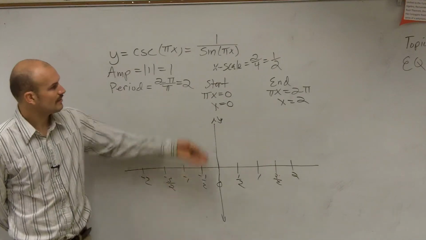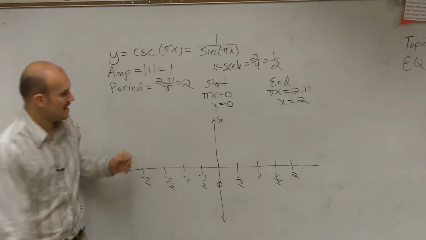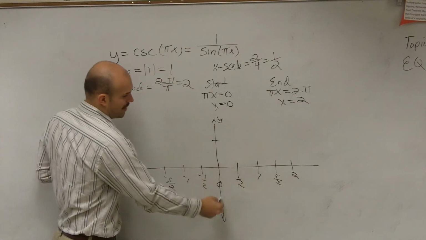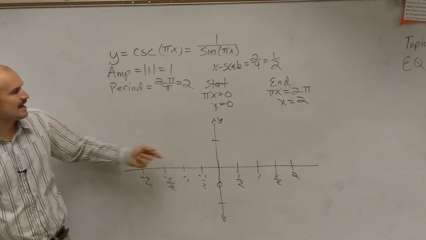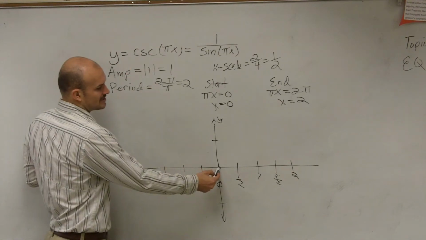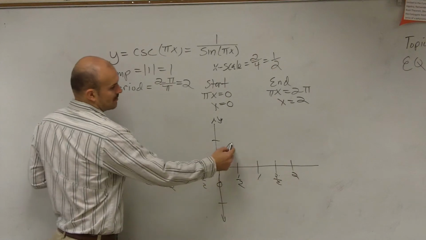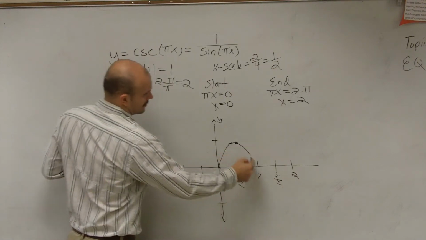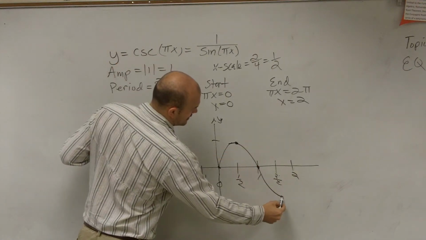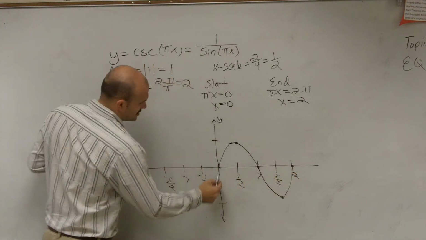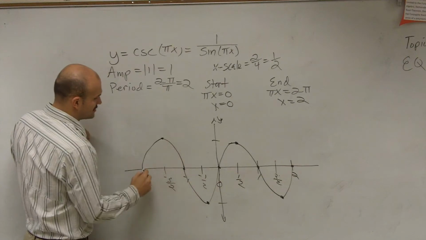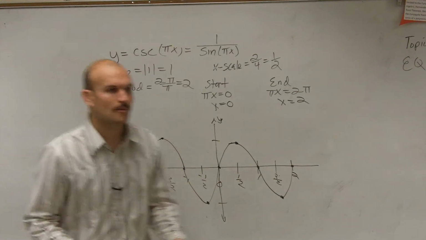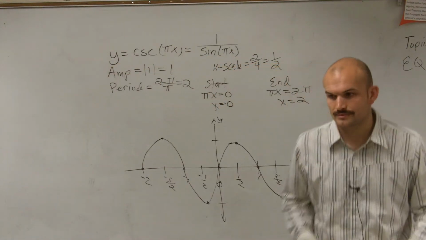All right, so now we just go ahead and graph. My amplitude is 1, so I'm going to go up to 1 and down to -1. Graphing the sine function, if you remember, you start at 0, go up to 1, back down, and come back up. So this is the sine graph. We're not trying to graph the sine graph, but we're going to use this graph as an aid to help us graph the cosecant graph.